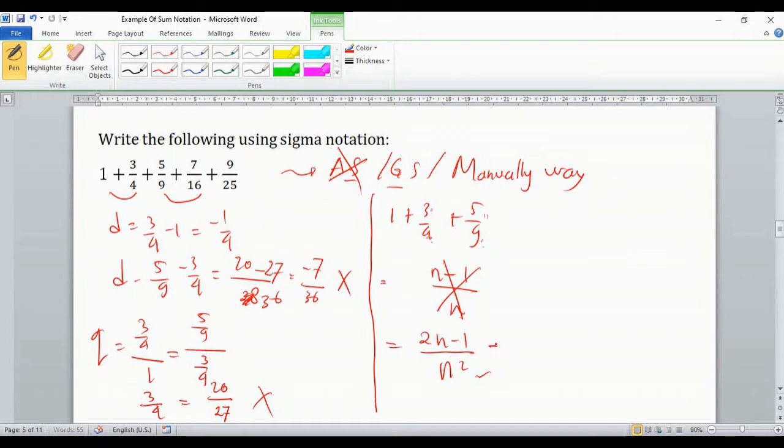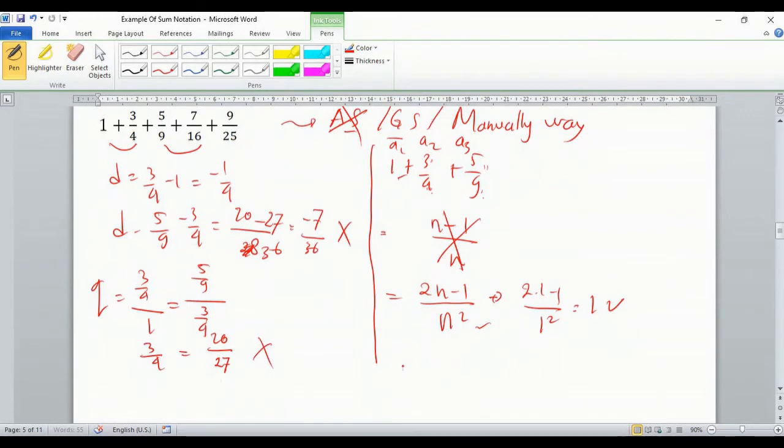And then let me put it here. This is the first term, second term, and then the third term. The first is 2 times 1 minus 1 over 1 square, which is 1. Okay, this one is correct. How about the second term? The result will be 3 over 4: 2 times 2 minus 1 over 2 square. How about the third term? 2 times 3 minus 1 over 3 square. So it's 5 over 9.